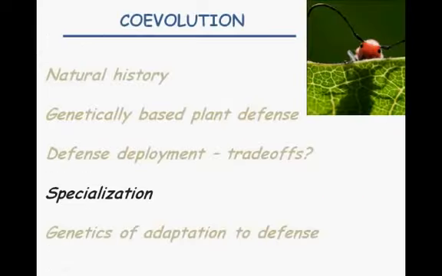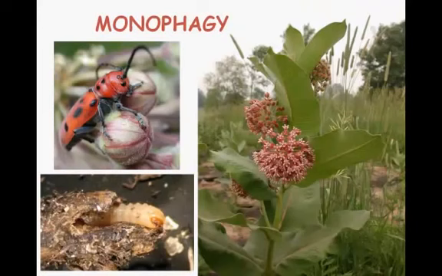Okay, so on to specialization. The herbivore is highly specialized. In this case, it's monophagous. In the field, the larvae have only been found in the roots of common milkweed. The adults will chew on the leaves of some other Asclepias, but they're really not getting much out of them. And it's a long-standing question in evolutionary ecology as to what drives the evolution of specialization.